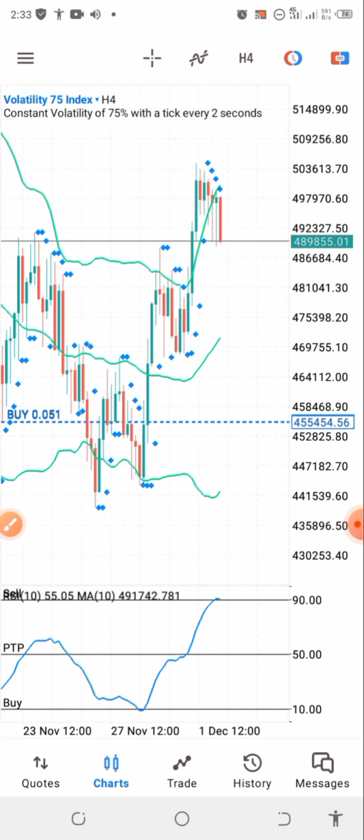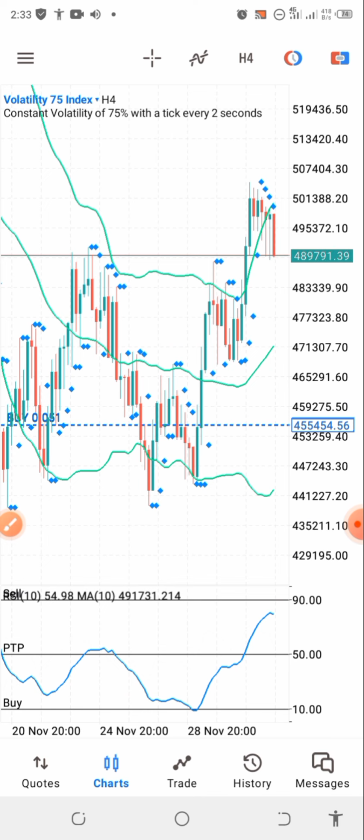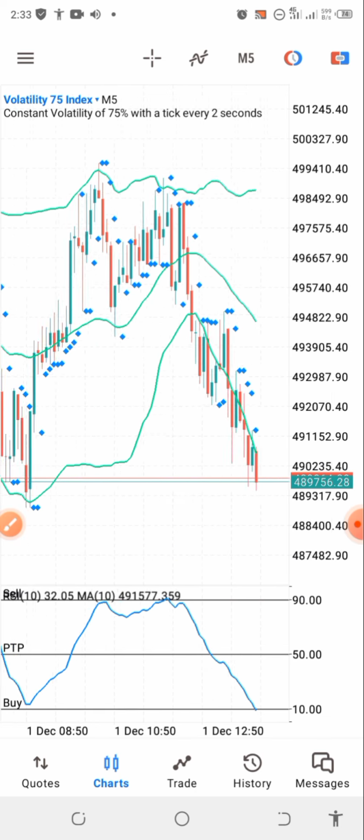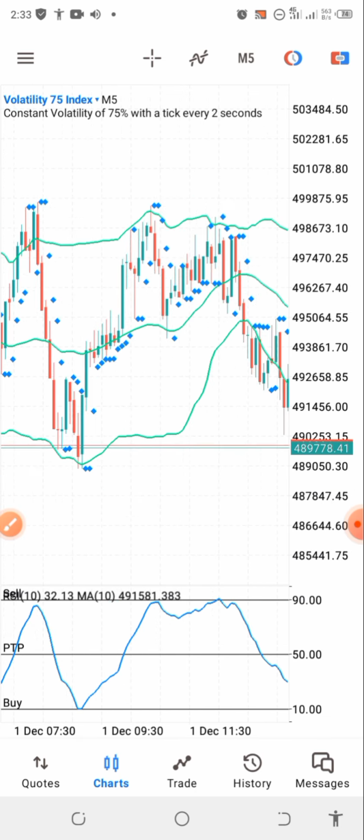Means you have all your settings for this strategy. I already explained how I was able to do this trade right here, so I think there's no need to go over it again. Now let's quickly jump into our main video.